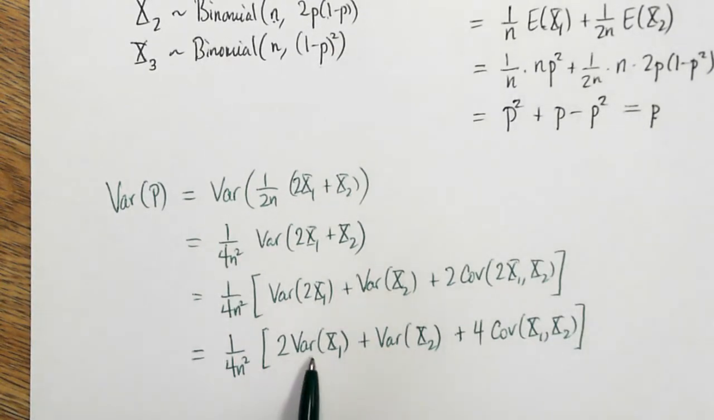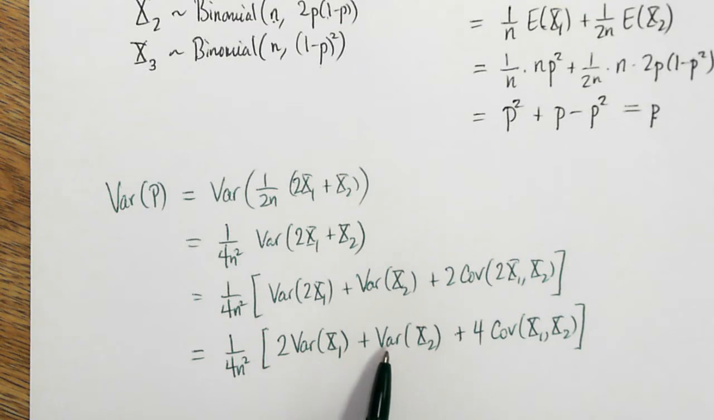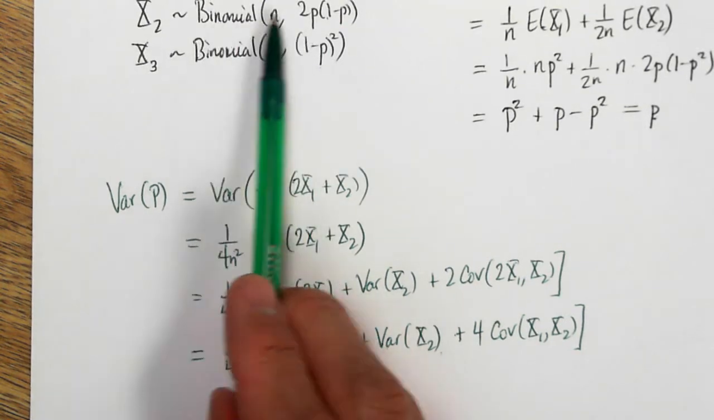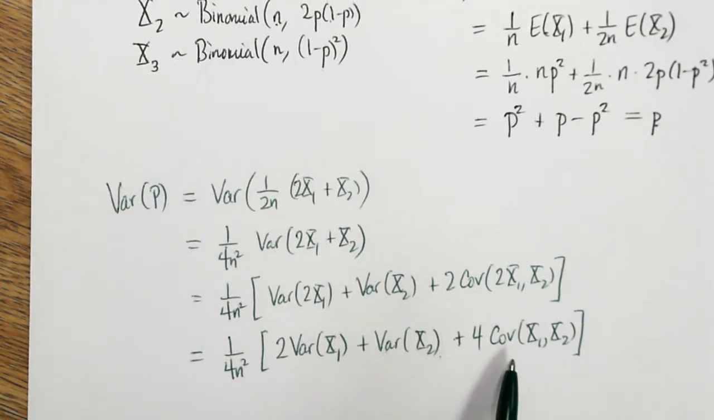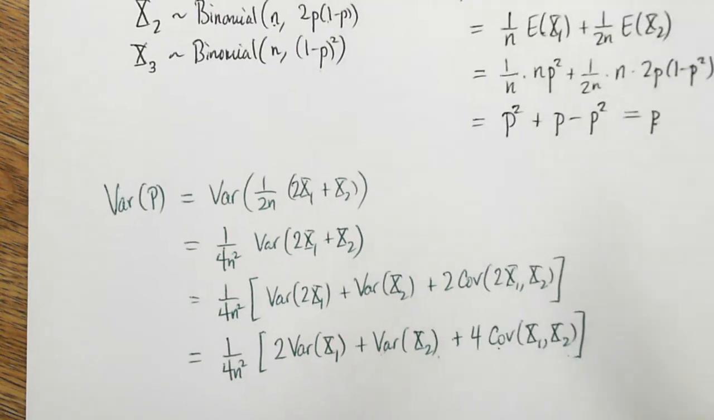Okay, now the variance of x1 I know. The variance of x1 I can know from the binomial distribution, so that's straightforward. The variance of x2 I also know because that's binomial. What I don't know, at least I don't know it yet, is the covariance of x1 and x2. So that I have to figure out first. Once I figure this out, then I can plug in and then get the variance of P. So let me put this page aside and let's figure out how I'm going to get at the covariance of x1 and x2.